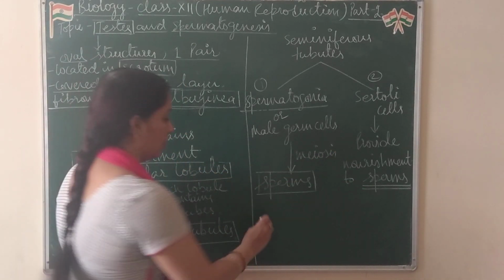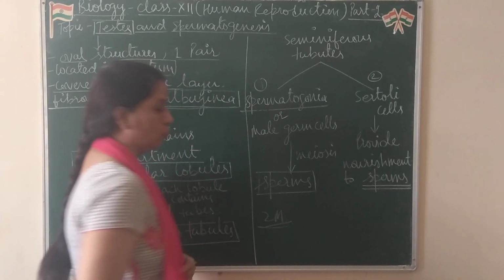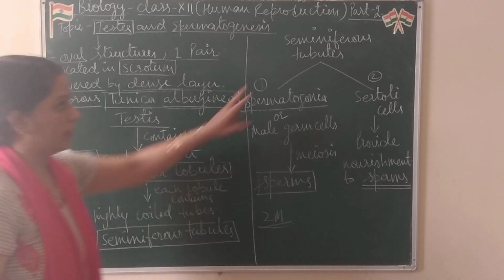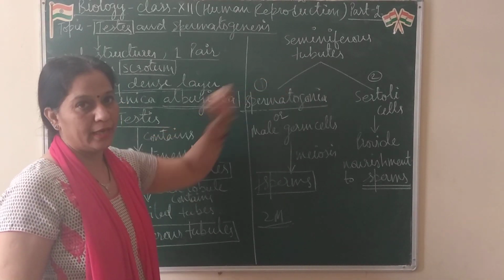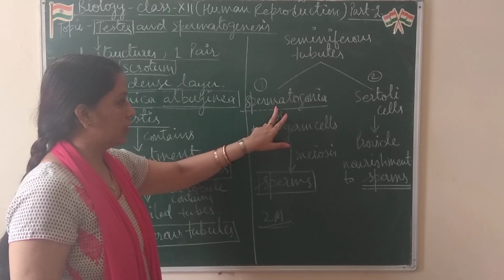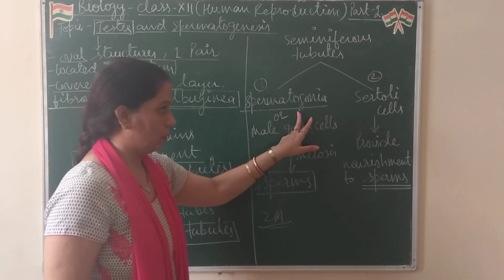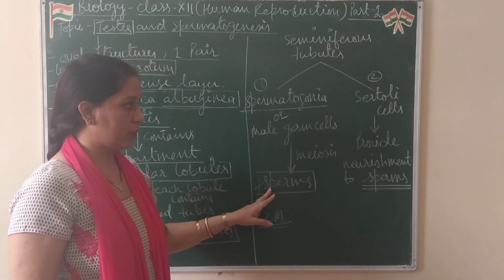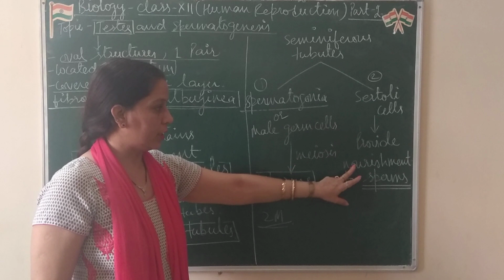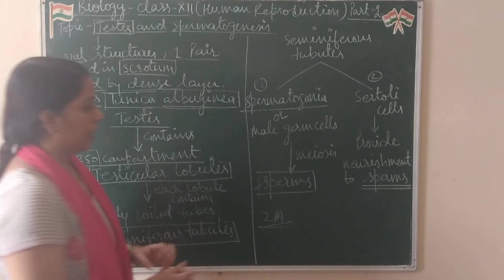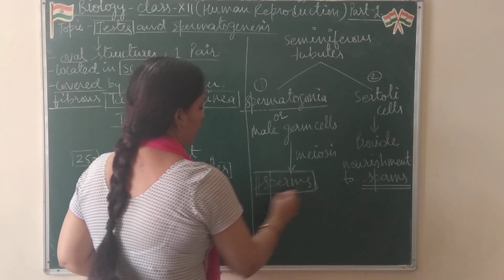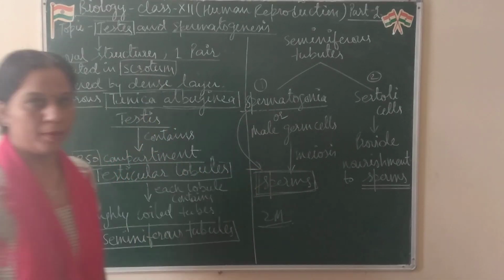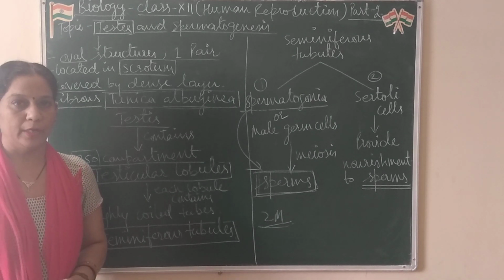There is a very important 2-mark question: name the cells present in seminiferous tubules and specify their functions. Seminiferous tubule contains two types of cells, spermatogonia and Sertoli cells. Spermatogonia undergo meiosis and produce sperms, and Sertoli cells provide nourishment to sperms. Now we'll see how the process of sperm formation takes place from spermatogonia. From spermatogonia to sperm formation, this process is called spermatogenesis.